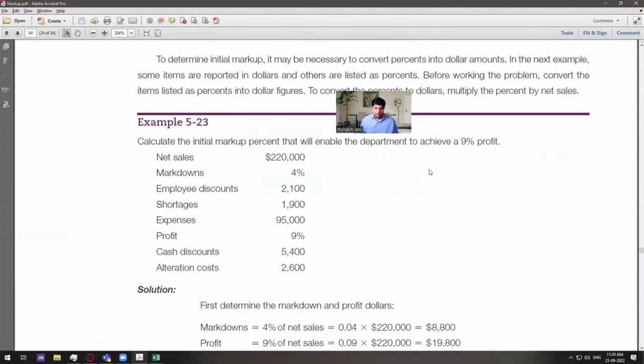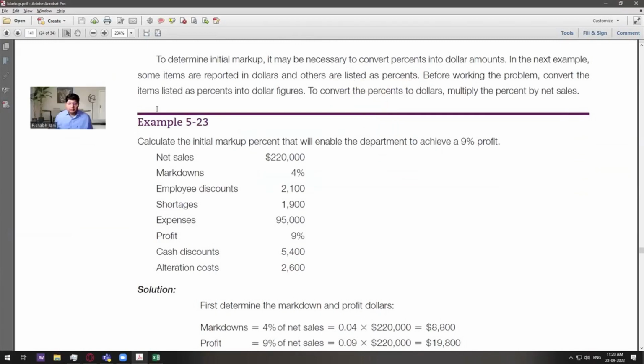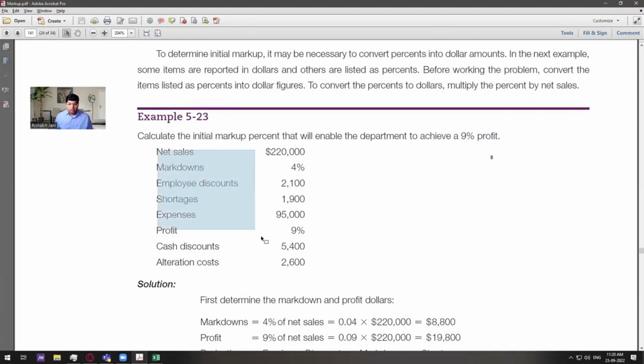The next one is actually an interesting one. Calculate the initial markup percent that will enable a department to reach 9% profit. So here's the interesting part: here we don't have whole figures all the way through. We have some percentages and a mix of whole figures. Question to the group, what are these percentages and what are these percentages of? This is 4%, like profit is 9% of what?